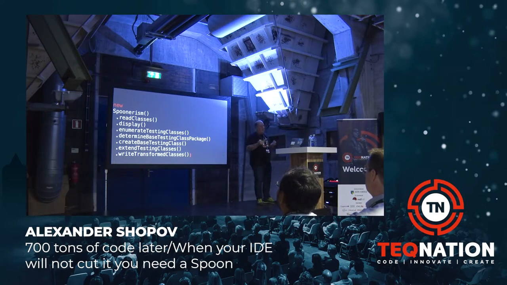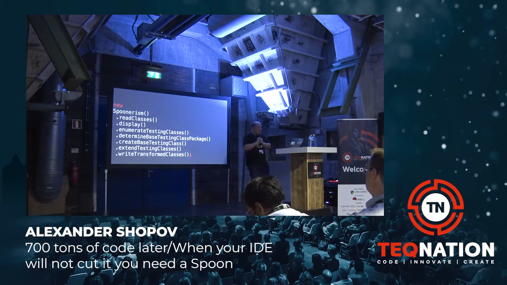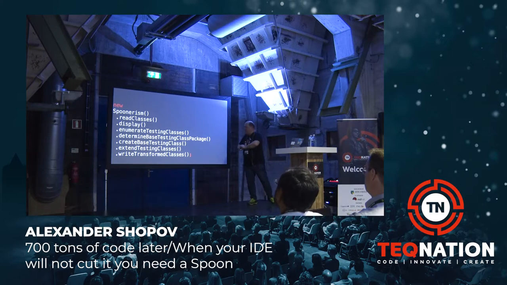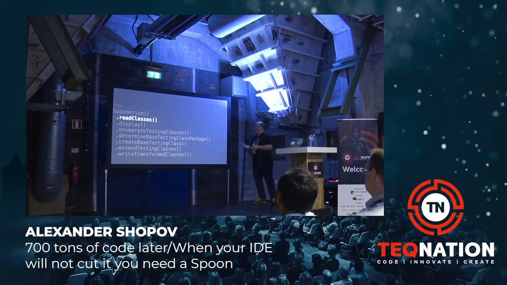So what we're going to do, we are going to read the classes we have. We're going to display them just to see how they look through the lens of Spoon. Then we have to enumerate testing classes, those that we are preoccupied with fixing. We need to determine the base testing class package where we're going to place our base class that all of them are going to extend. We're going to create that class. Then we are going to extend those classes that need extending. And at the end, hopefully, we will write those transformed classes.